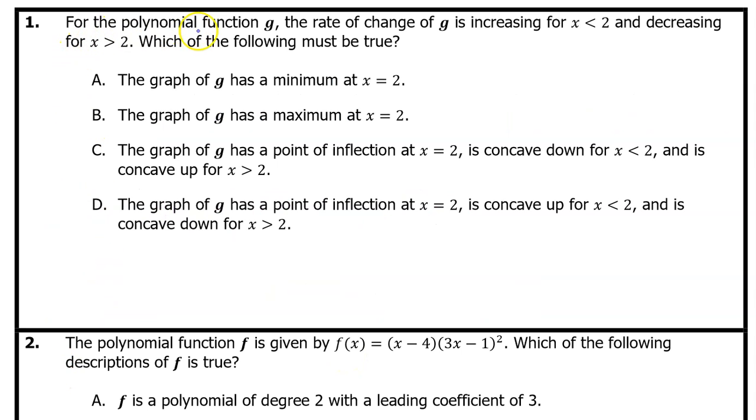Number 1, for the polynomial function g, the rate of change of g is increasing for the interval less than 2 and decreasing for the interval greater than 2. Which of the following must be true? Notice that we are talking about the rate of change of function g. A common mistake would be to think that we are saying that function g itself is increasing and then decreasing. That would mean we definitely have a relative max at x equals 2.